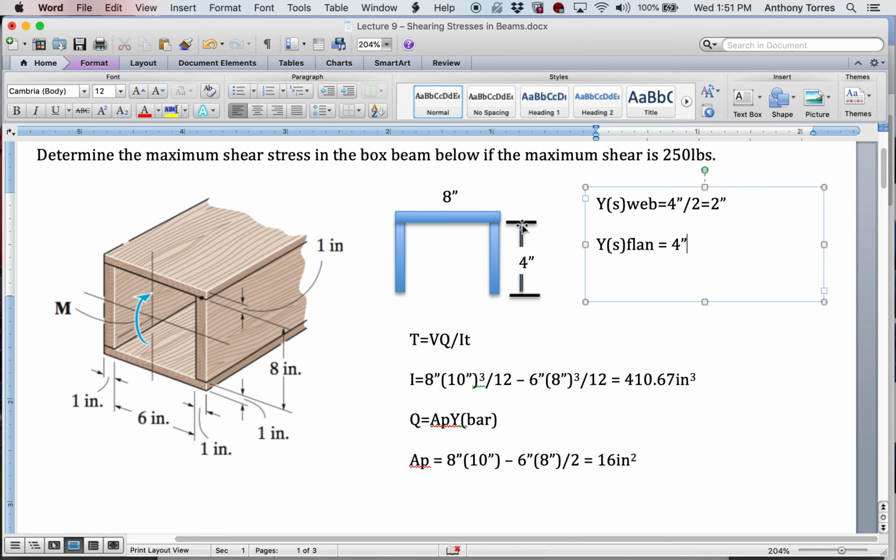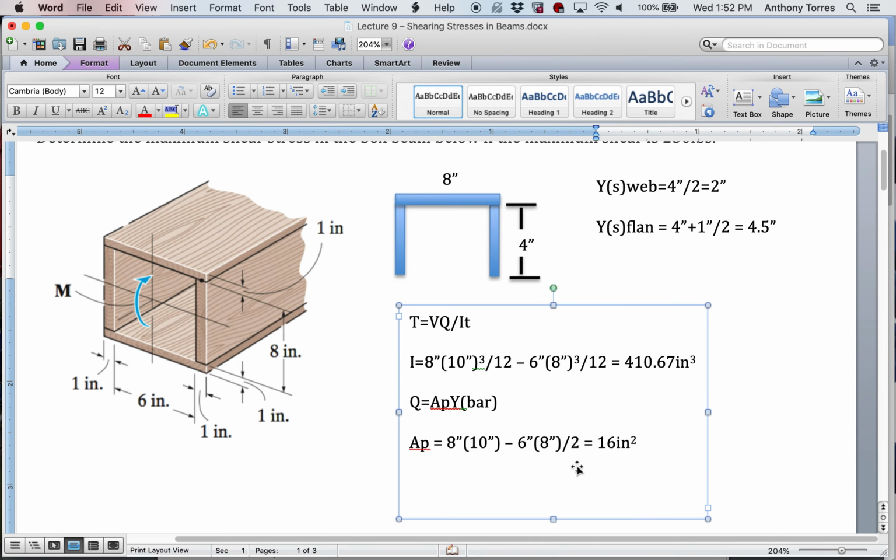4 inches plus half of this thickness. The thickness, like I said, I didn't draw right here because it would be too tight, but you can see over here that it is 1 inch. So 4 inches plus 1 inch divided by 2. So that's 4.5. 4.5 inches is my y squiggle for the flange. Then I'm going to go down here and put that all into the y bar equation.